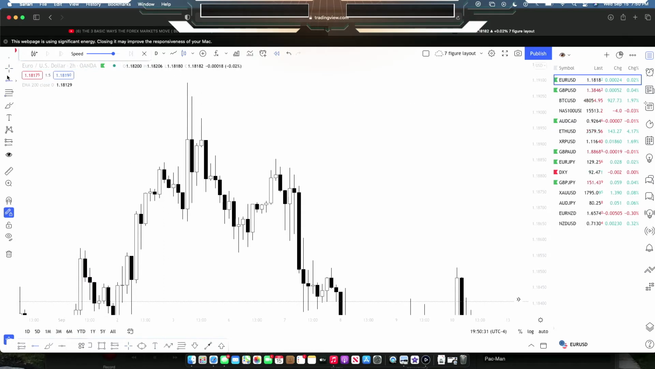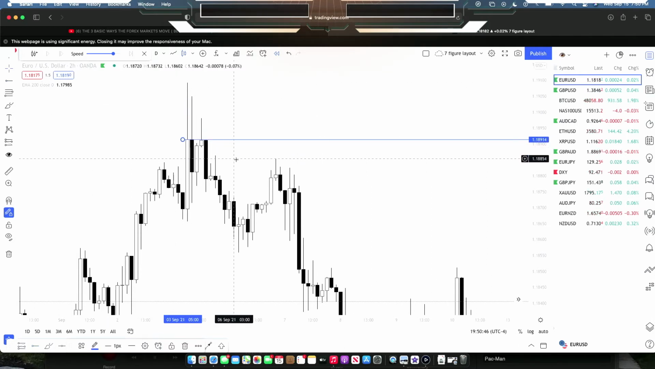So right here, let's say I got my horizontal tool and I came to Euro USD. Now remember what I said. With support and resistance, it's all about where price got turned around very heavily, right? And how many times did price come here? Let's talk about it right here.